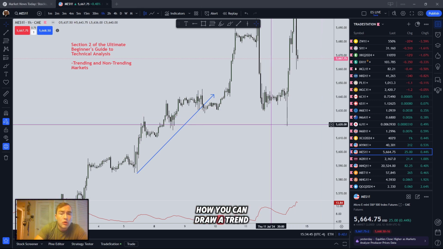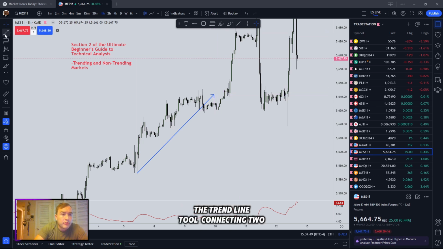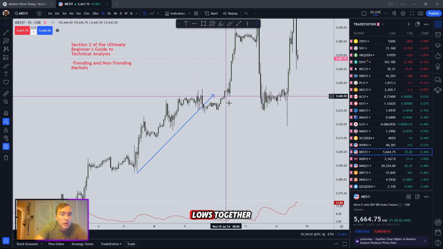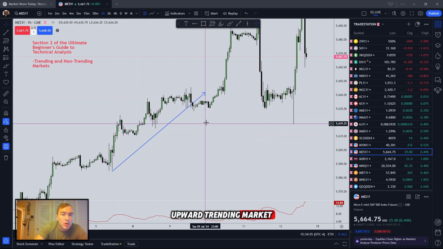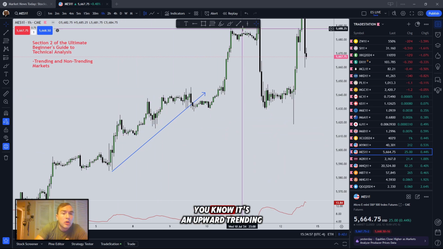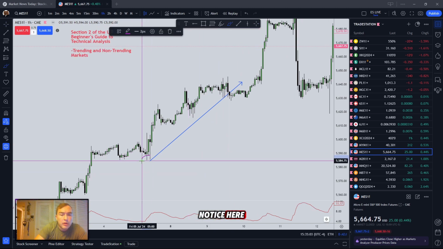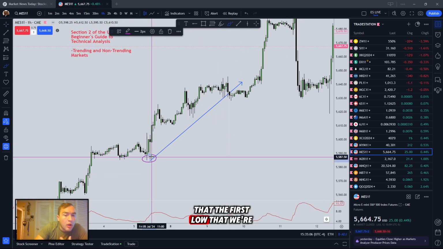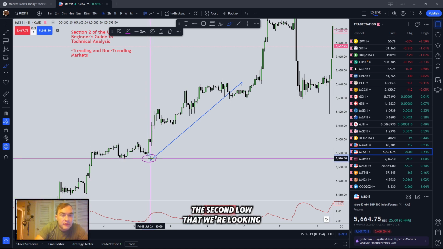And how you can draw a trend on your TradingView chart is simply going to the trend line tool and connecting two lows together. So let's take this example of an upward trending market, and I'm going to outline to you how you know it's an upward trending market. Notice that the first low we're looking at is from Friday, the 5th of July at 8 a.m. in the morning. The second low that we're looking at here is Friday, the 5th of July at 10.